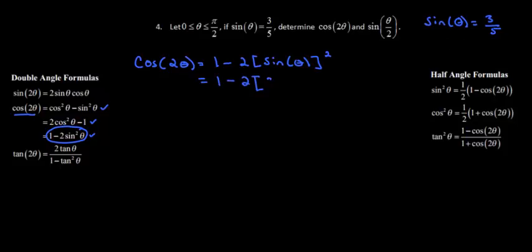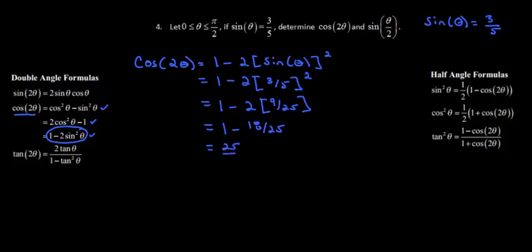Now the sine of theta is 3/5. I need to square that. So this is 1 minus 2 times 9 over 25, which is 1 minus 18 over 25, which is 25 over 25 minus 18 over 25. And that's going to be equal to 7 over 25. Let's go ahead and see if that answer makes sense.